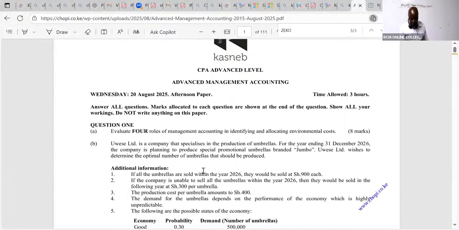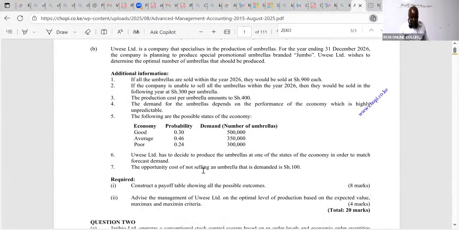It's far away. So you start by reading the requirement: construct a payoff table showing all the possible outcomes. Advise the management of the company on the optimal level of production based on the expected values. So really, this was a very easy question, but over 80% of the students never got this right.